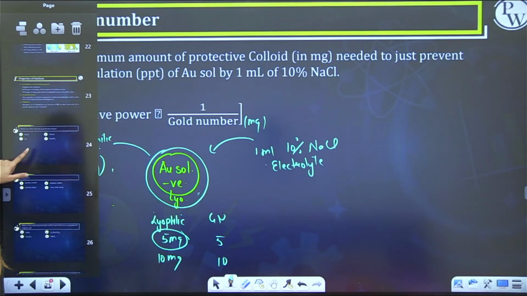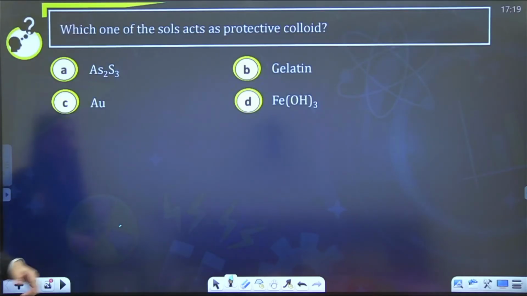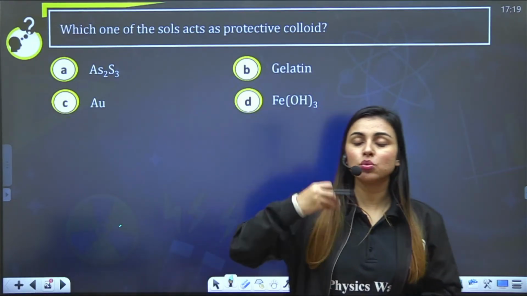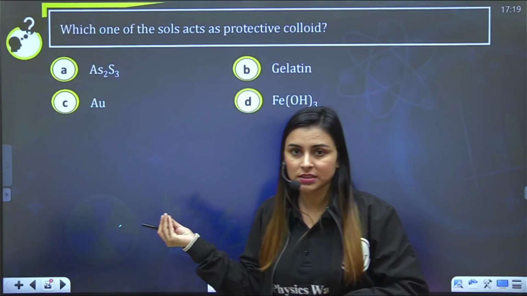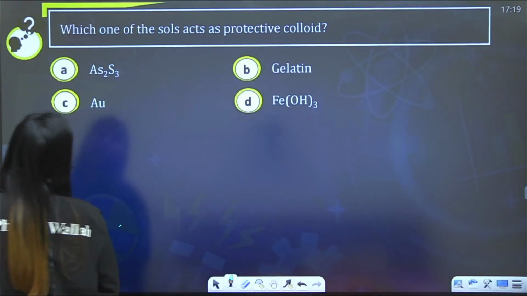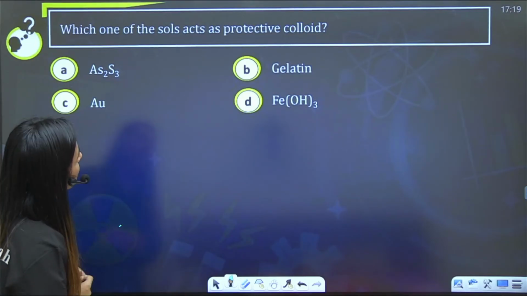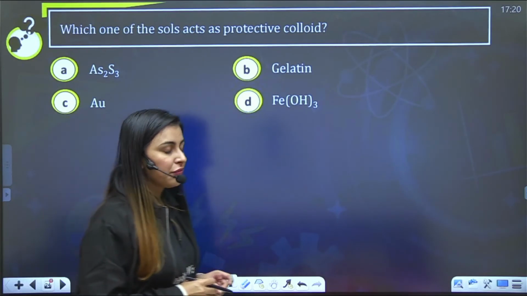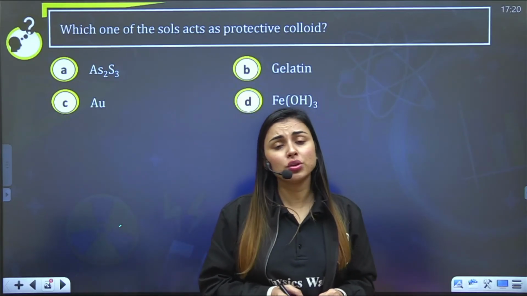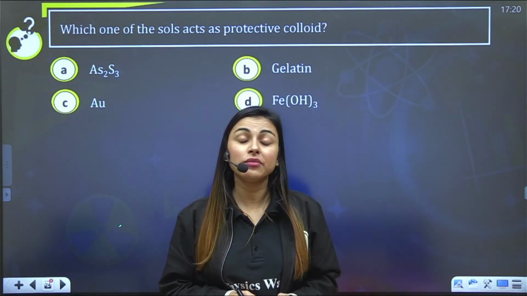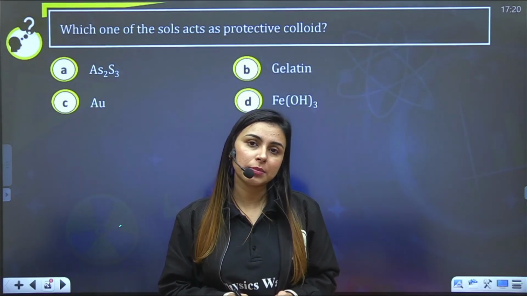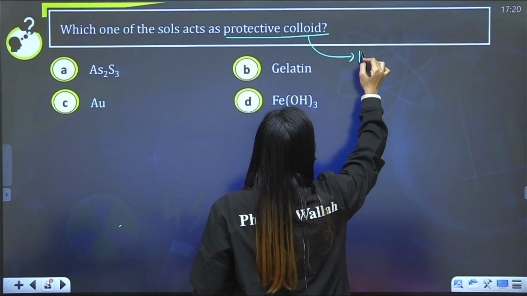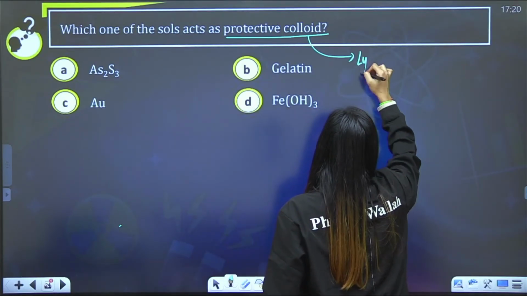Let's try to solve the questions. The first question: whatever we have learned till now, I'll make you apply it. The question says, which one of the following sols acts as a protective colloid? If you are talking about a protective colloid, you know that the protective colloid will be stable. And which colloid is stable? Your lyophilic. So by protective colloid, they are talking about the lyophilic colloid.